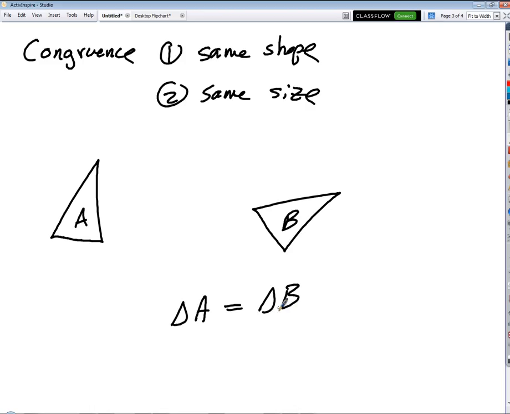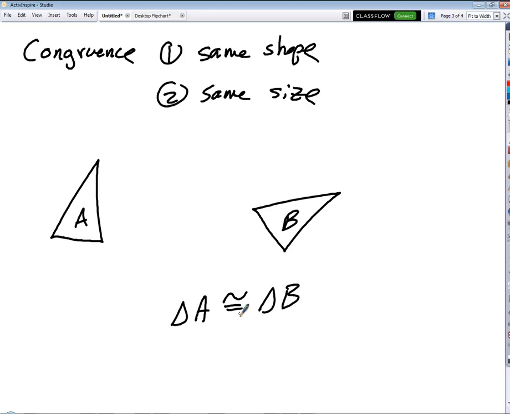Doesn't work, because they're not numbers, they're things. What we have to do instead is say that they're congruent, and that's our symbol for it. It's like an equal sign with a squiggly on top. It's called a tilde, but it doesn't matter. That is reserved for geometric things.